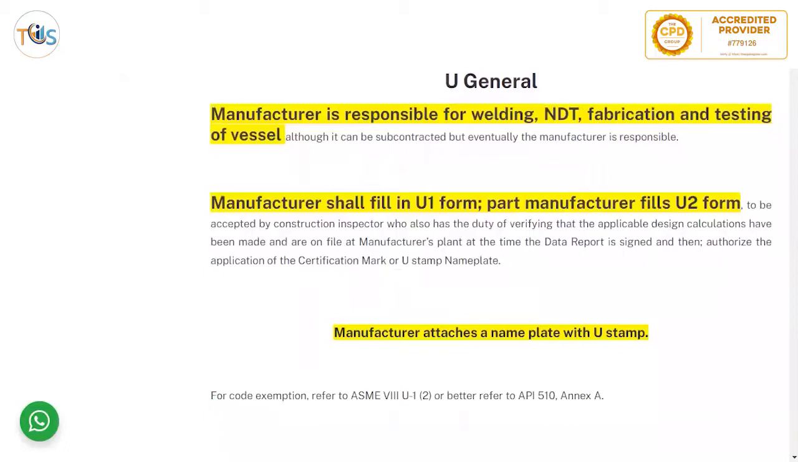You should know about the general requirements. Several questions might come from this, and it is also mentioned in API 510. Remember that API 510 is basically based on ASME Section 8. Most of it is taken from ASME Section 8. So the manufacturer is ultimately responsible for welding, NDT, fabrication, and testing of the vessel. Although it may be subcontracted, eventually the manufacturer is responsible.